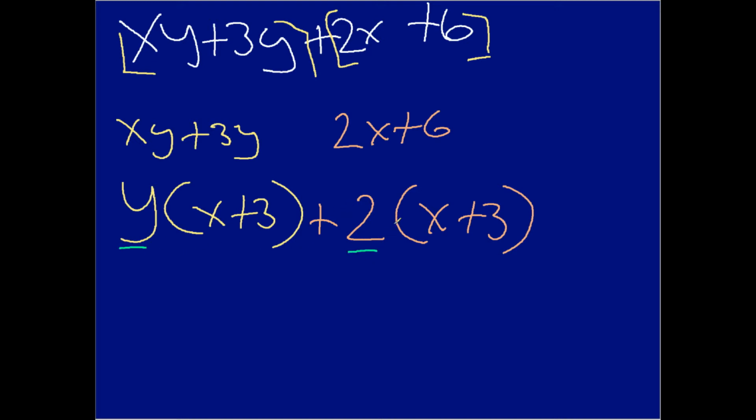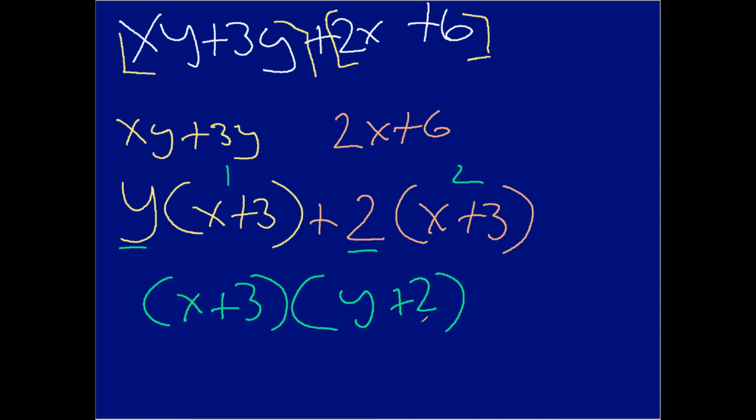And so if I want to factor this now, here's what I do. I remove the duplication of the x plus 3. I bring that down by itself because I do not need it twice. And then what do I have in my second parentheses? Well, I have my y plus 2. So there you have it.